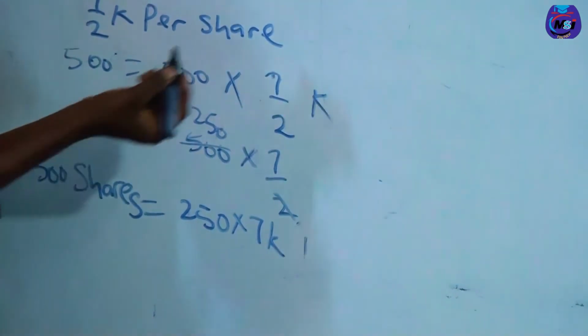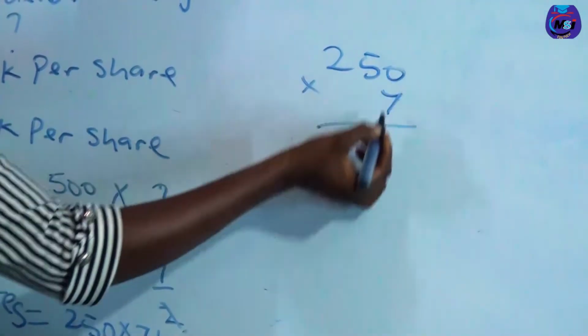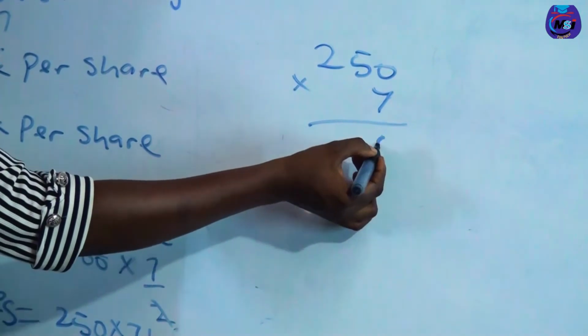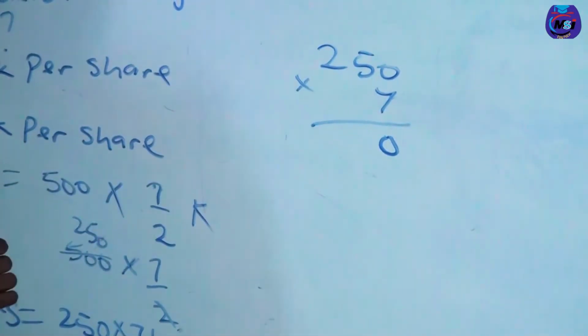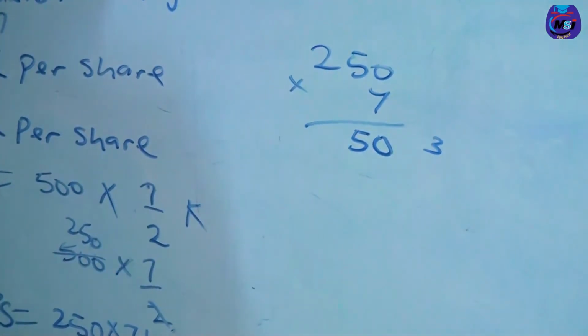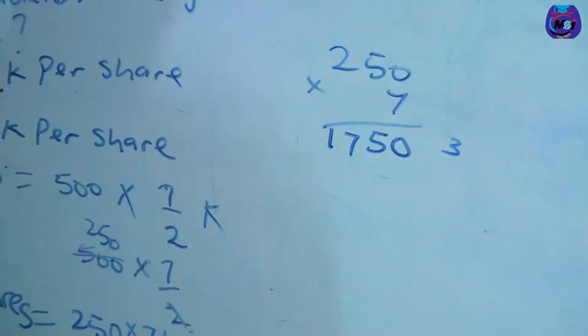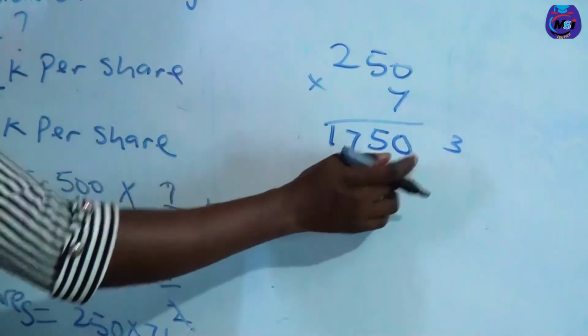250 times 7. 7 times 0, 0. 7 times 5, 35. Write 5 and leave 3. 7 times 2, 14. 14 plus 3, 17. So I have 1,750 kobo.